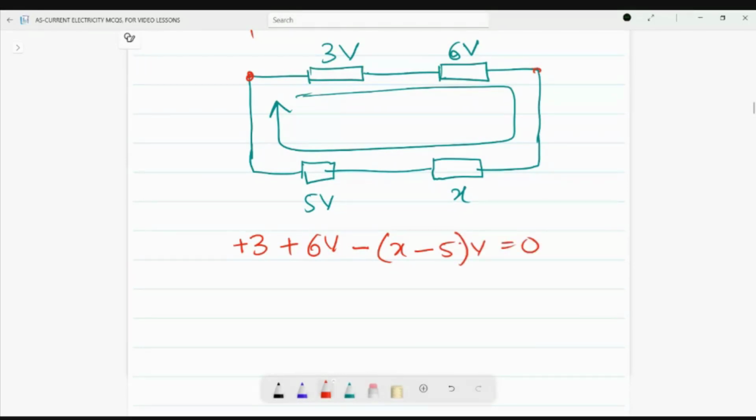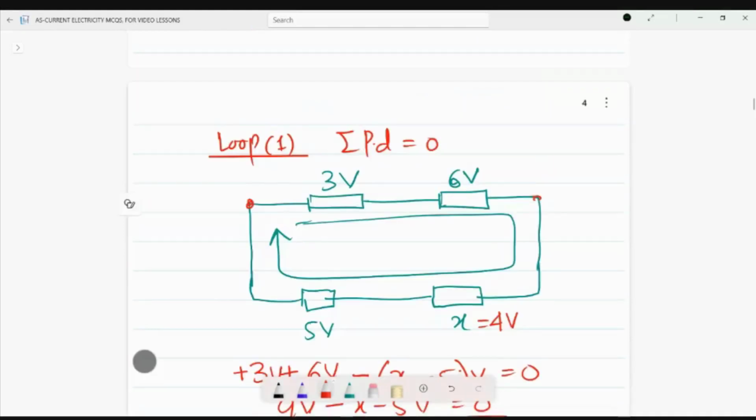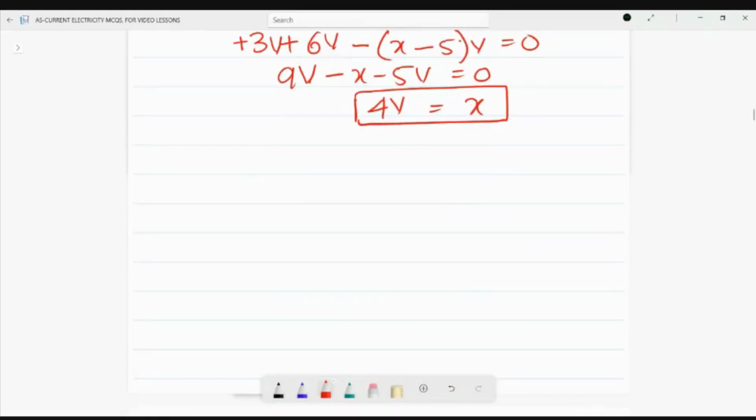So if I say that this 3 volts and 6 volt, that would be equal to 9 volt minus x minus 5 volt, that would be equal to 0. So this x would be shifted to the right, and I will get that x is equal to 4 volts. So simply speaking, the potential difference across this is equal to 4 volt. Now if it is 4 volt, then I have to select loop number 2.